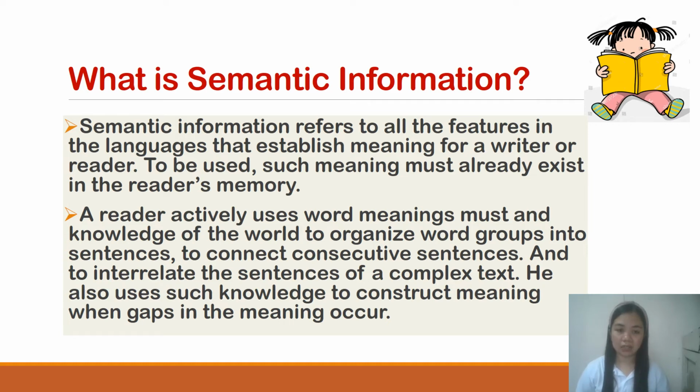A reader actively uses knowledge of word meanings to organize word groups into sentences, to connect consecutive sentences, and to interrelate the sentences of a complex text. He also uses such knowledge to construct meaning when gaps in the meaning occur. So, the concept of semantic information refers to information which is, in some sense, meaningful for a system, rather than merely correlational, as semantics is to grammatical structure.